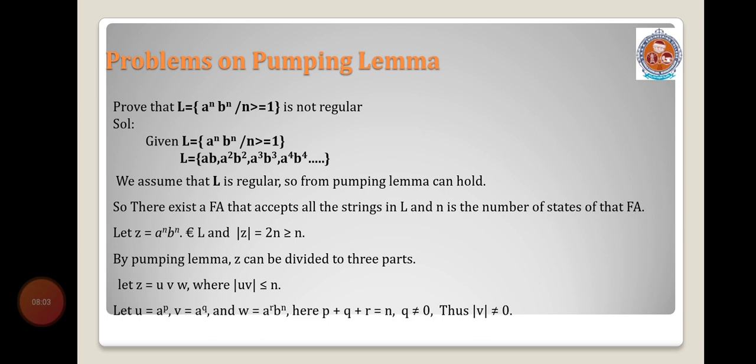Now by using the pumping lemma, our z can be divided into three parts uvw. Suppose u equals a power p, v equals a power q, and w equals a power r b power n. Here we easily observe that p plus q plus r equals n, and q is not equal to 0, and so mod v is not equal to 0, or v is not equal to epsilon. At the same time, we also observe that modulus of uv is less than or equal to n, where n is the length of z.